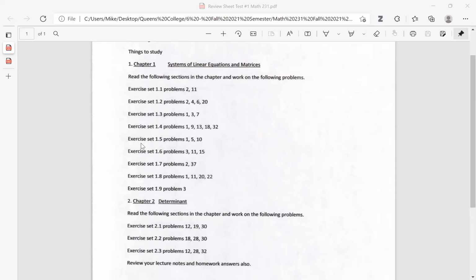You need to know how to find all the solutions to a linear system, how to express the solutions as parametric equations if there are infinitely many solutions, and how to find the unique solution if there is one. The equivalence theorem is important. There are a lot of parts to it.